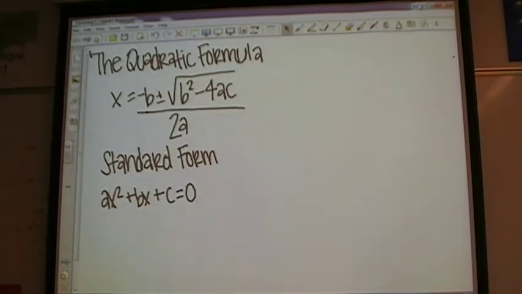Everybody got it? Will this be on the board for the test? Yes. Quadratic formula will be given to you. Along with all the other ones, right? Correct.